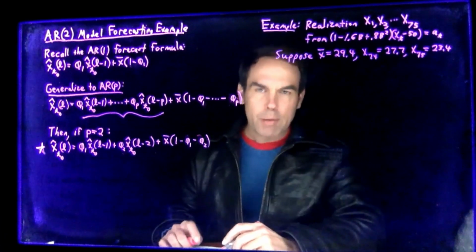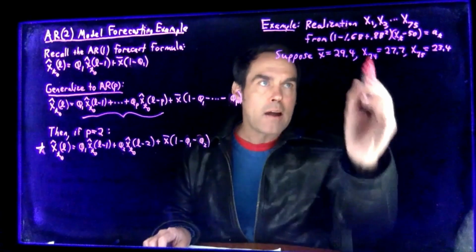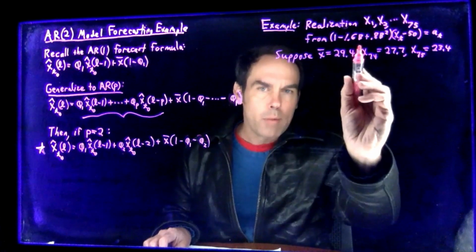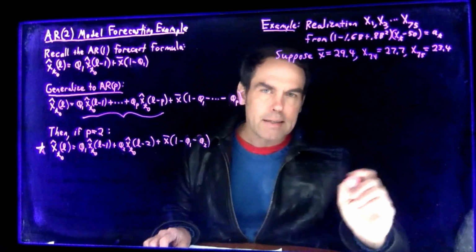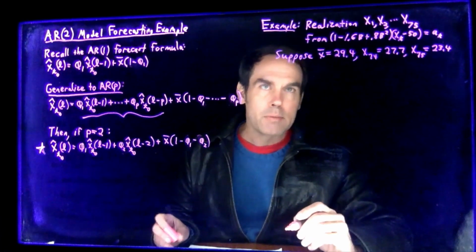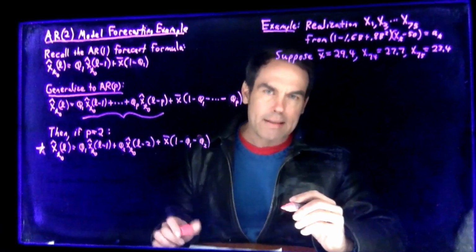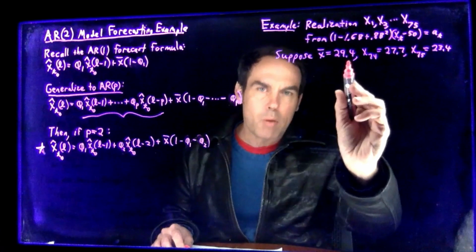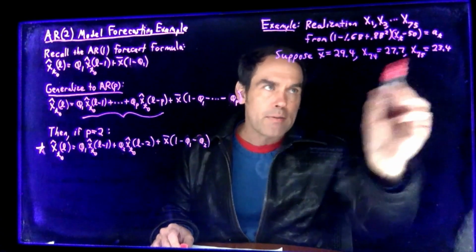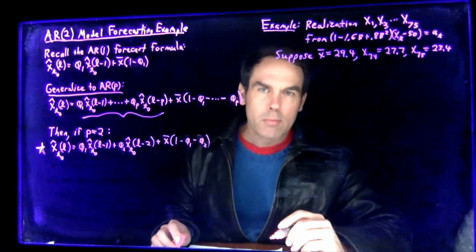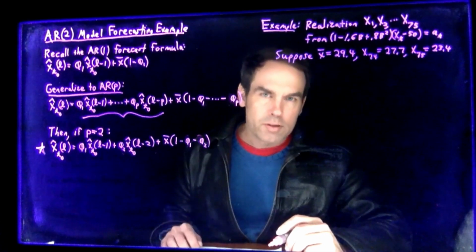So here's the example. Suppose that we have a realization of 75 data values from this AR2 model: 1 minus 1.6B plus 0.8B squared times x_t minus 50 equals a sub t. And suppose that after you generate that data, you find that x bar is 29.4, the 74th data value is 27.7, and the 75th value is 23.4. You'll see in just a minute why we needed to note those three terms.